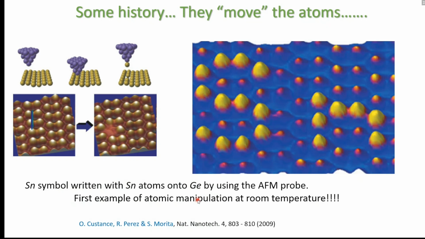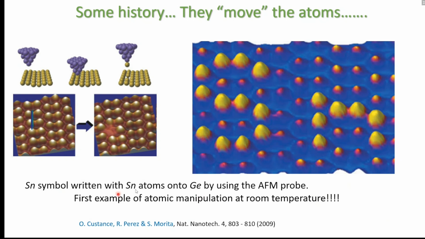And I will remark a couple of achievements, in my opinion something really important for the future of this technique. Well, in this example, they managed to manipulate atoms for the first time at room temperature, in comparison with the previous example made by IBM using the STM. In this case, they moved tin atoms on top of a germanium surface, and again, I repeat, just at room temperature.